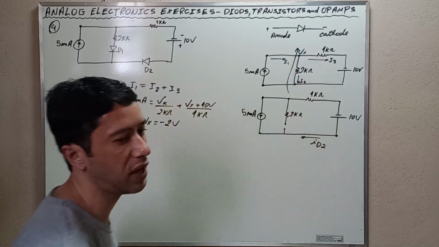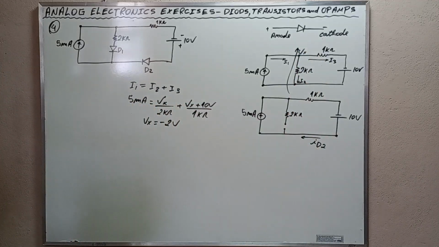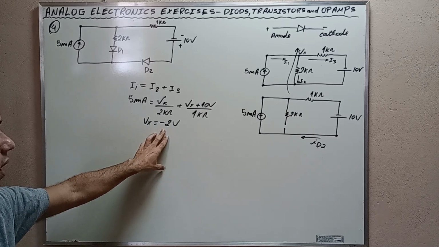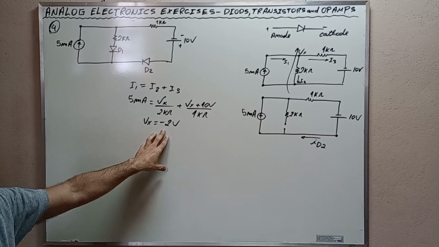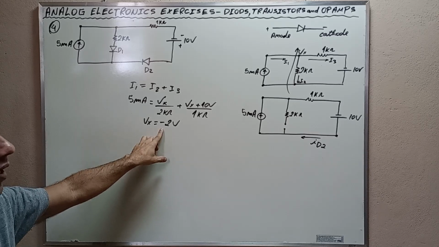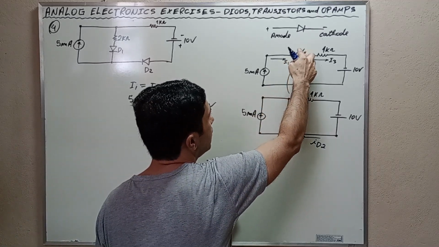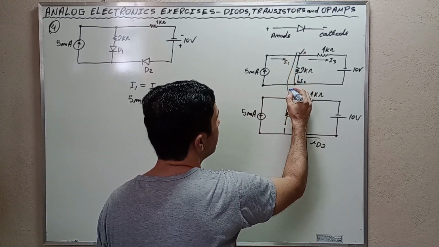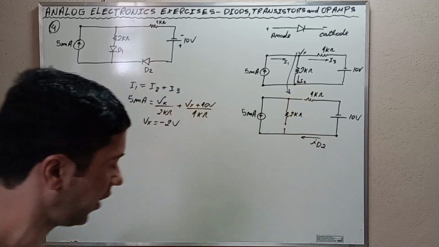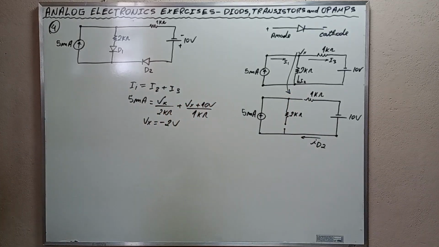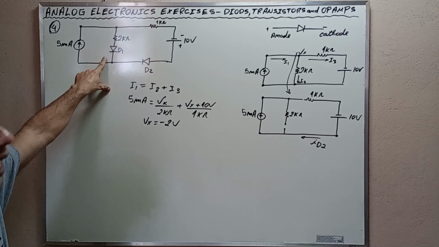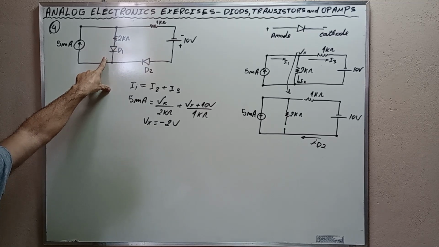We assumed Vx firstly to be in this way. However, as we calculated, we found that it is negative 2 volts. This negative sign here says that in reality Vx is not like this. Vx is like this, okay? Causing the cathode of D1 to be higher in potential than its anode.